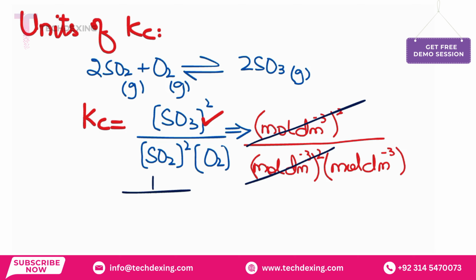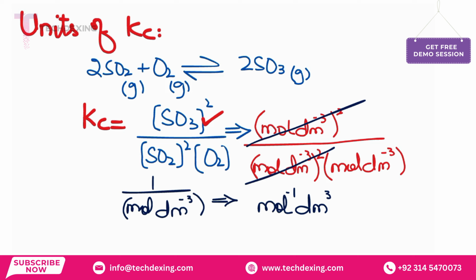So it would be 1 upon mole per dm cube, and when this term is rearranged, you would get per mole, plus 1, dm cube. So this is the way you can find out the unit for your Kc, right? Very good. Okay, so now jump to the next slide.